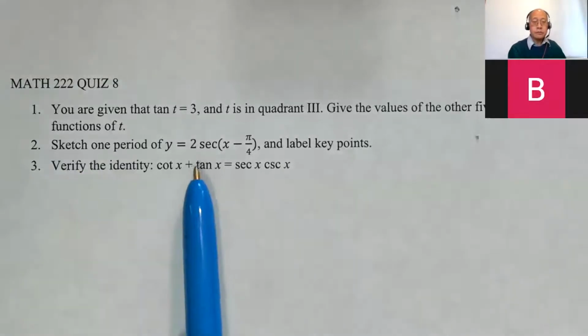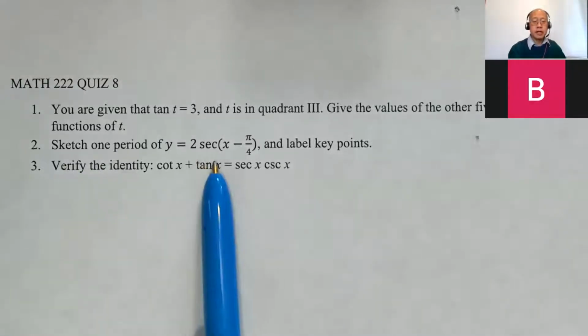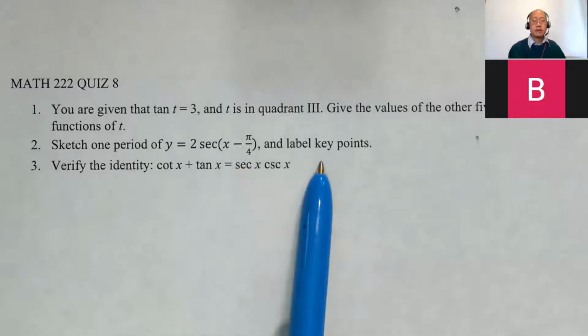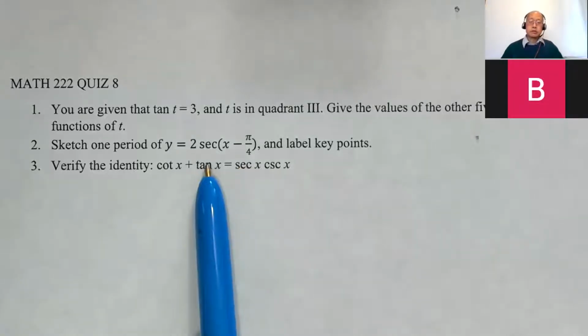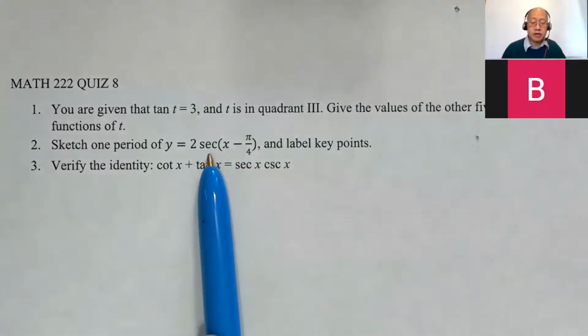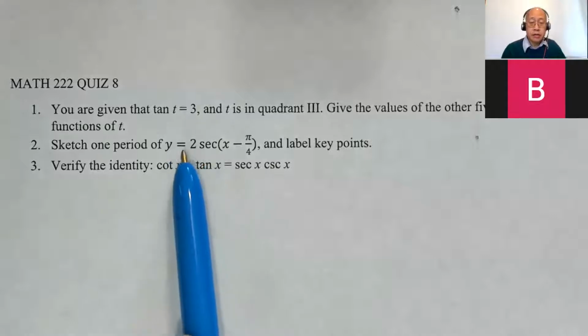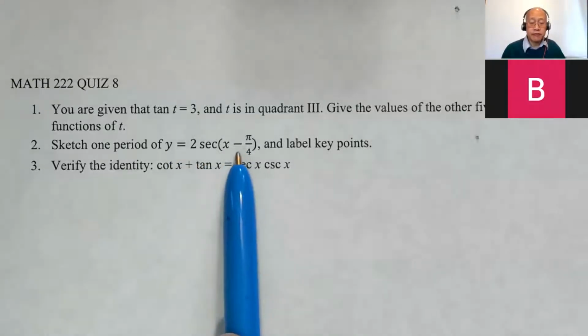Number 2, graph 1 period of 2 secant of x minus pi over 4. Label key points. Okay, so you know your basic secant function, then ask yourself, what does the 2 do? And what does the x minus pi over 4 do?